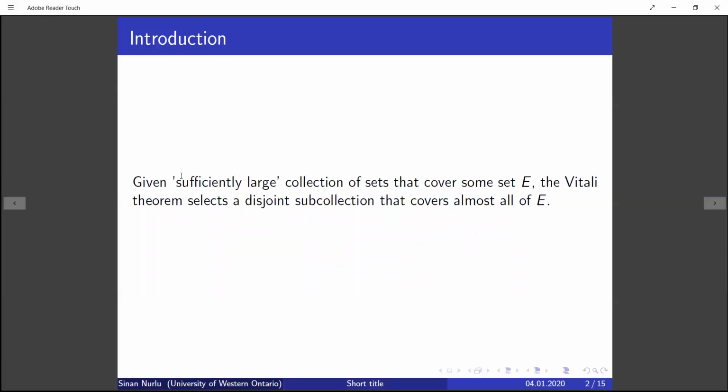What does it mean? When we say sufficiently large, we are a bit ambiguous. We don't know what we mean really, but we're going to properly define what this means later on. For now, it says that given a large collection, we can derive a small subcollection from it, such that the subcollection consists of disjoint sets, where the difference between E and the union of these disjoint sets will have measure 0. We're at this point familiar with what "almost all of E" means in measure theory. Just like everywhere else, it means the measure of the set difference between E and the subcollection is zero.